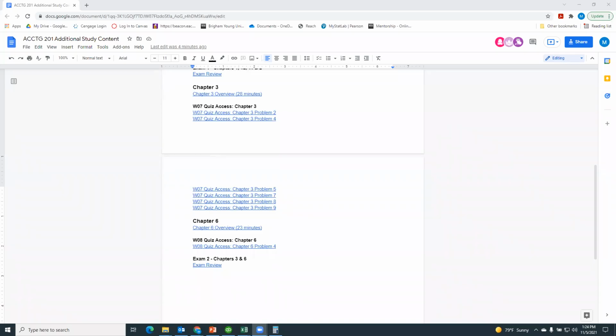Hey everybody, this is the week 9 quiz, chapter 4, and I'm looking at problem number 2. Number 2 wants us to record purchases, purchase returns, and purchase allowances. And so I'm just going to go through these and talk our way through them. This tells us that the company uses a perpetual inventory system and that they use the gross method.